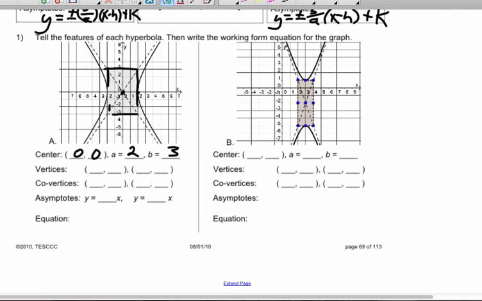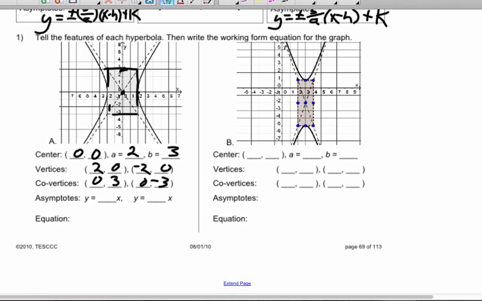So my vertices now are going to be at H. Remember, my vertices for opening right and left, which is what this one is, are going to be H plus A and H minus A. So they're going to be at 2, 0, which is H plus A, and at negative 2, 0, which is going to be H minus A. My co-vertices, both of my x-coordinates will be 0 here. That's these guys. And then they're going to be at K plus B and at K minus B.